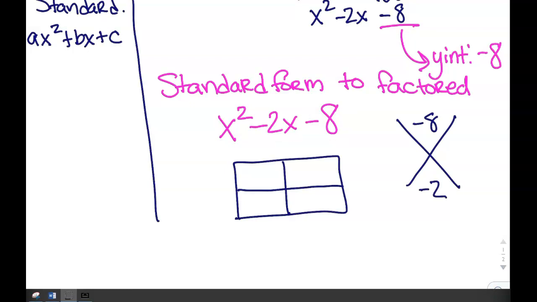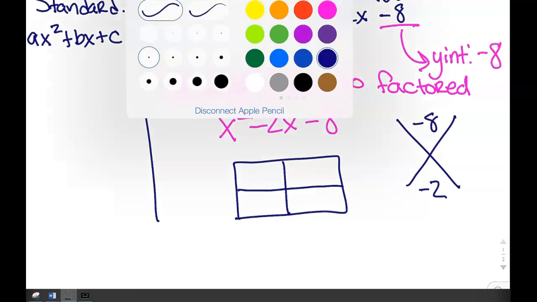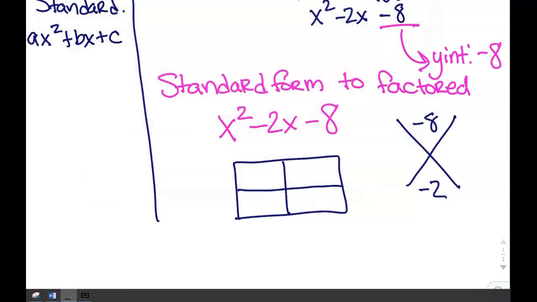Two numbers that multiply to -8 and add to -2 are 4 and 2. I know that the 4 is the thing that I want to make negative because that's the bigger number and I need it to be a negative in the end. I put the -4 and the 2 right here in the side boxes.